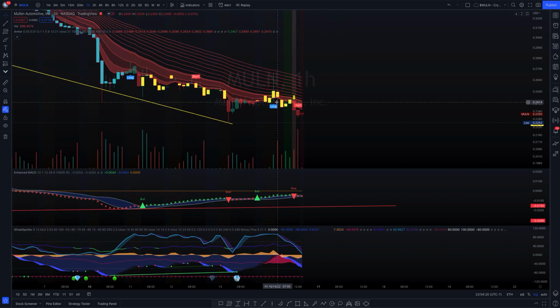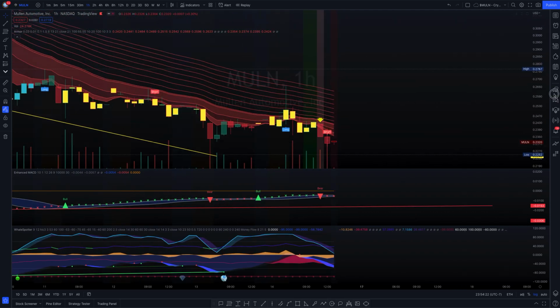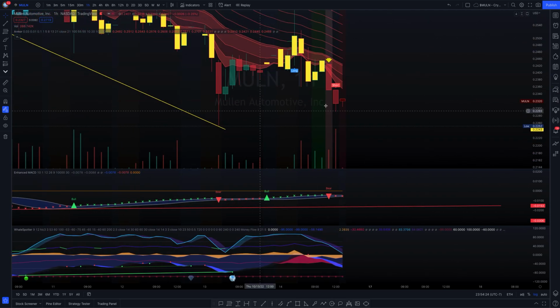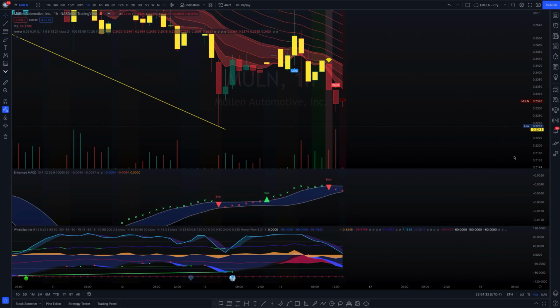The reason why I brought this up is because our Armor in the hourly time frame is signaling a short. So this is pretty bearish. And also our enhanced MACD has also given us a bear signal.